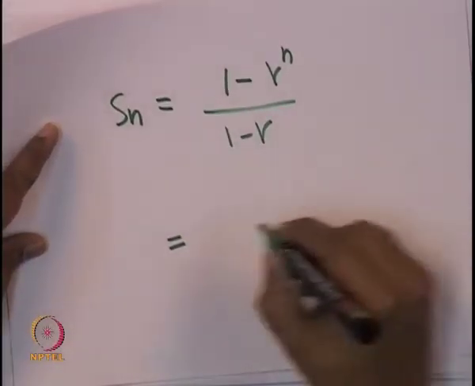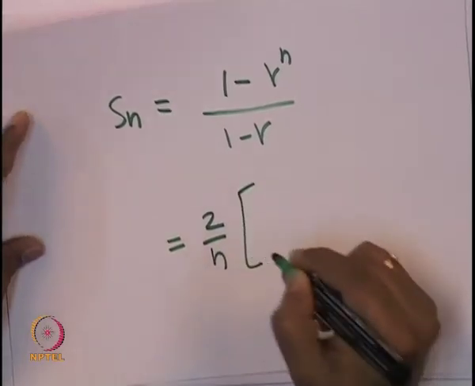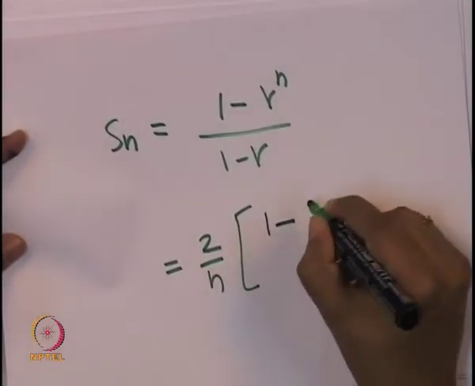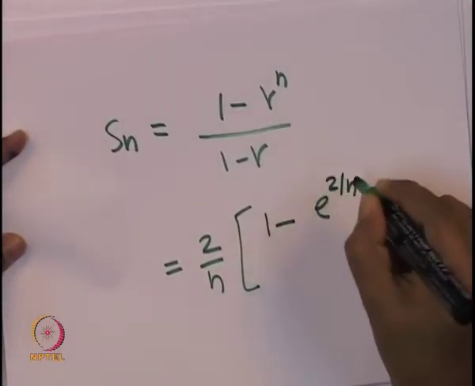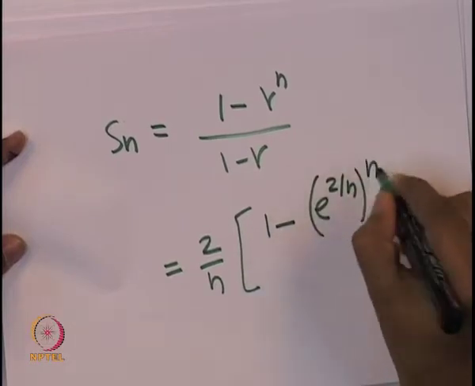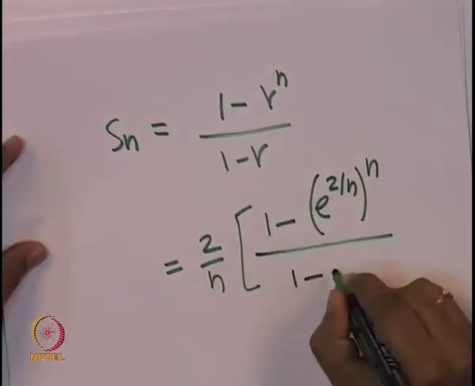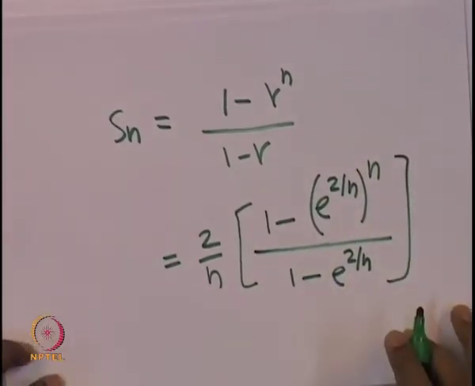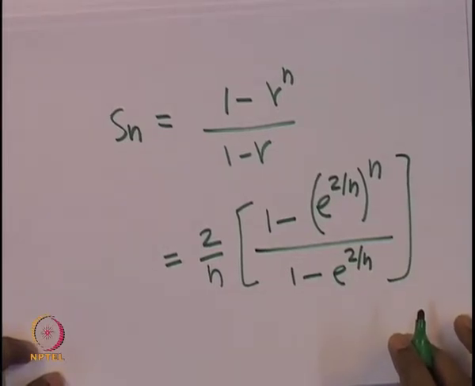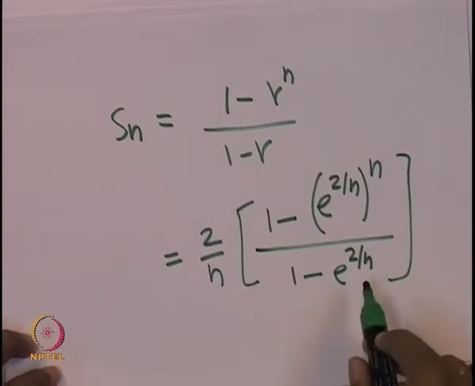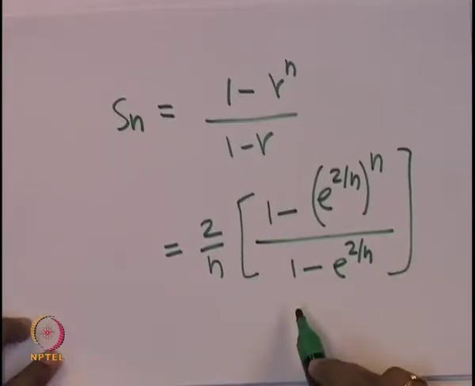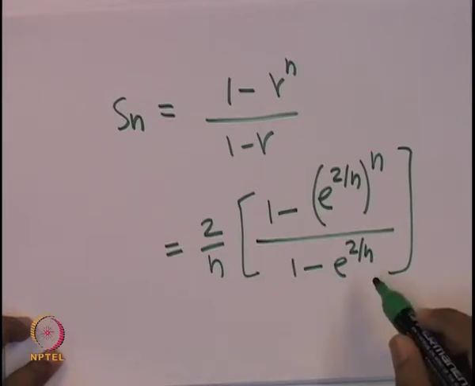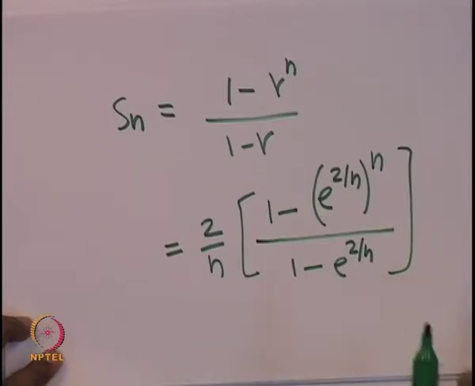So, let us rewrite this with 2 by n: 1 minus e power 2 by n, whole power n, divided by 1 minus e power 2 by n. This is the sum, and in the limit n going to infinity we should get our integral. This is the theorem we stated, that the integral is nothing but the sum in the limit n going to infinity.